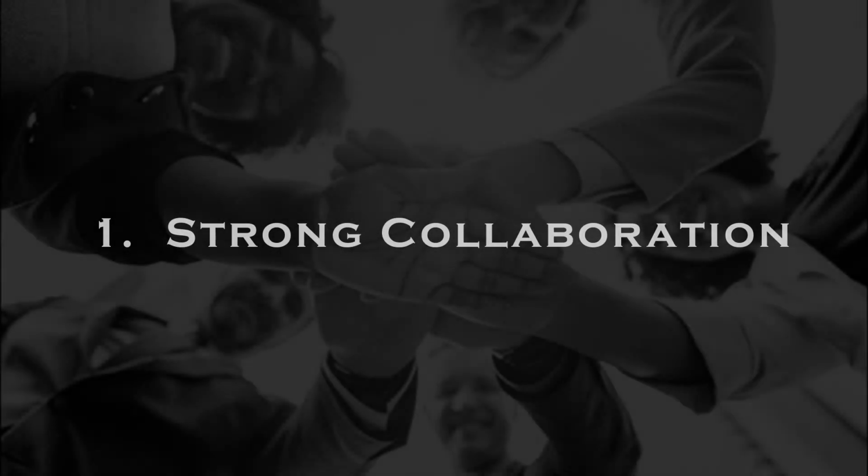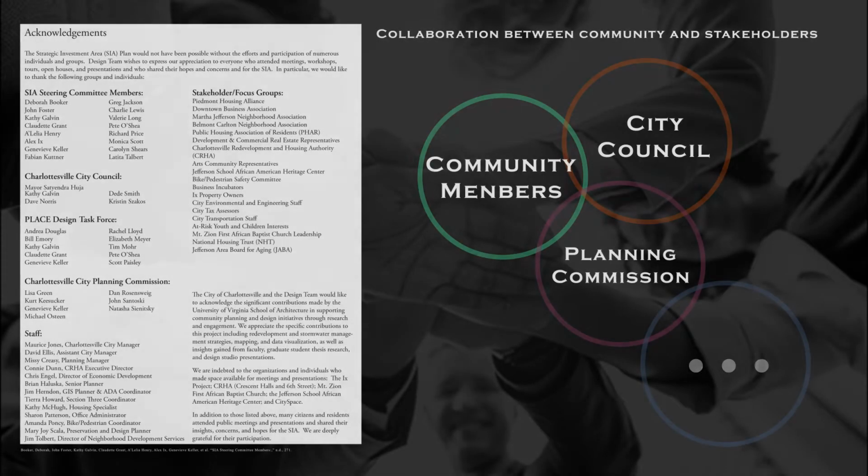So, how can we propose a more equitable development plan for the community? First, we must form a strong, successful collaboration among the community and with multiple stakeholders. Here on the left is the list of stakeholders that have been involved in the Strategic Investment Area Plan for the southern town of Charlottesville.